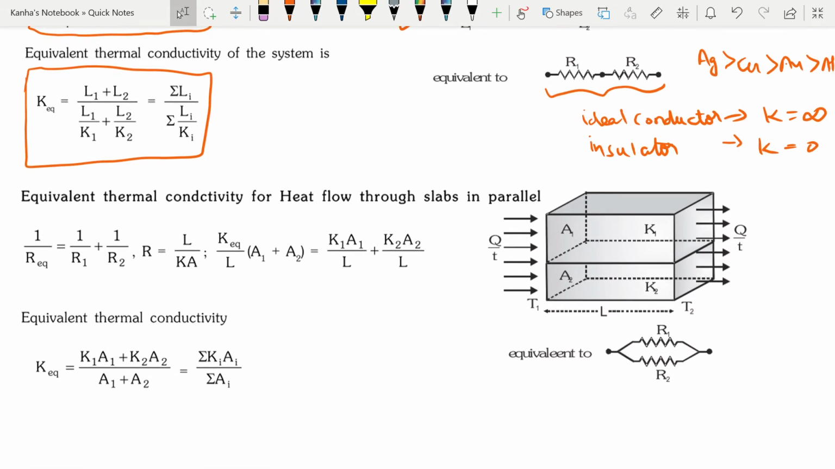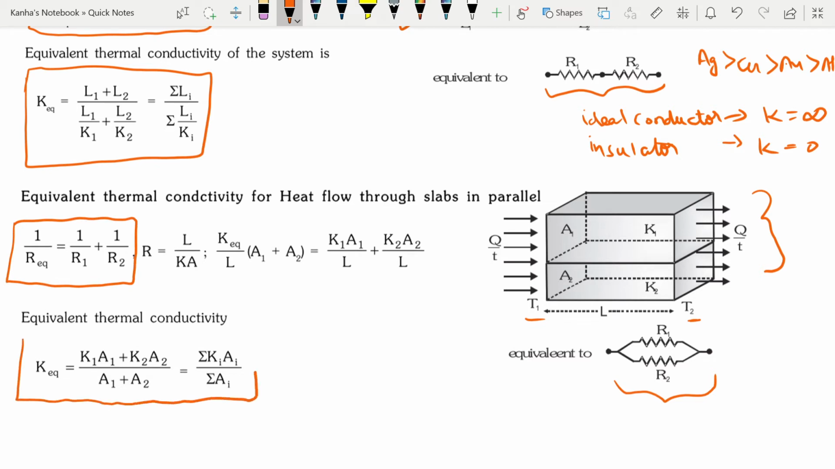So you have equivalent thermal conductivity for flow of heat through slabs in parallel, and you attach them in parallel. The temperature at one end is T1, the temperature at the other end is T2. We know that temperatures are analogous quantities to potentials in electrical currents. So this is similar to two resistances applied in parallel to each other. For parallel resistances I can write 1 by R equivalent is this, which gives me the equivalent thermal conductivity as (K1A1 plus K2A2) by (A1 plus A2).